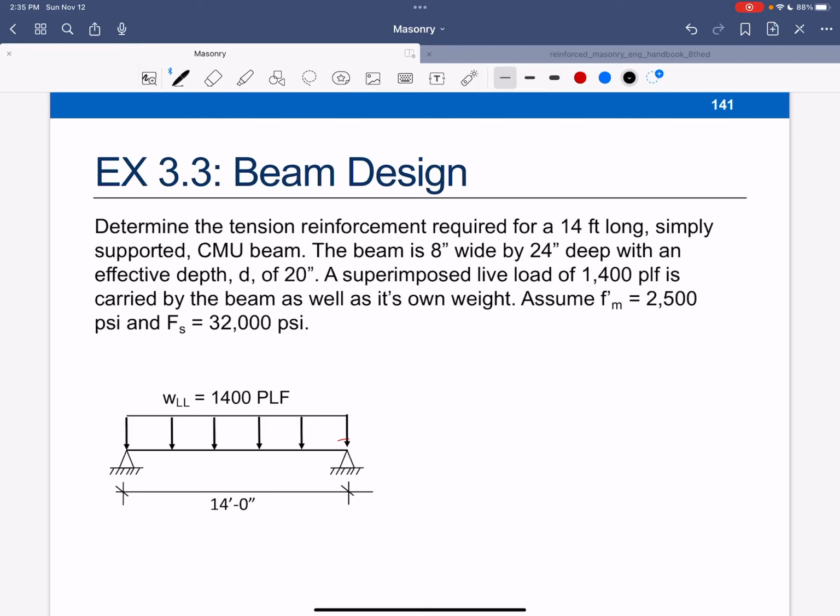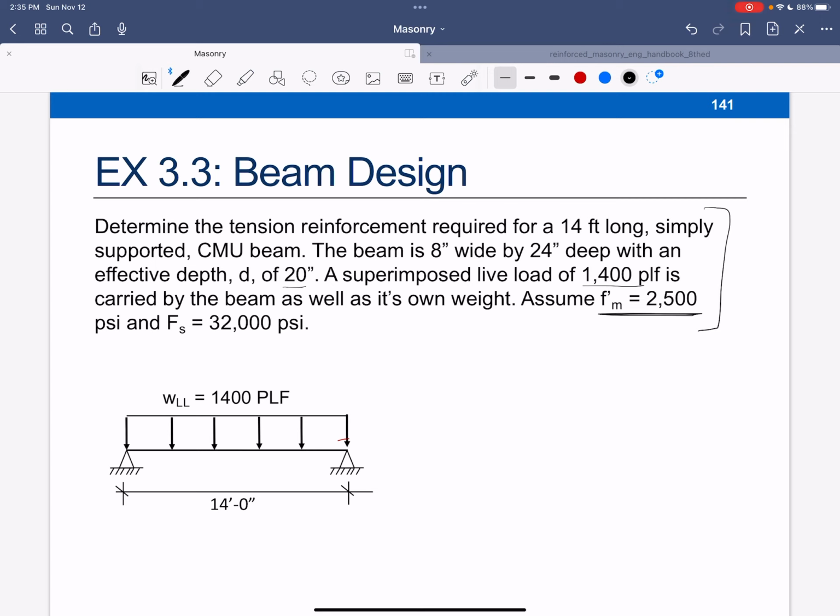Okay, let's do one more example. This will be fairly quick. I kind of introduced this at the end of that last note packet. It's an 8 by 24 again. We're going to use a D of 20. We've got a superimposed live load, no superimposed dead, but we're going to have to look up the self-weight. Main difference is it's a different strength of masonry.